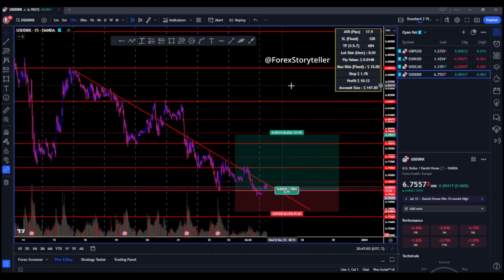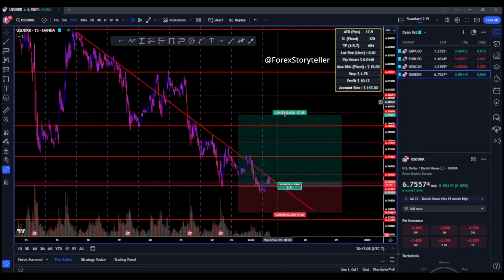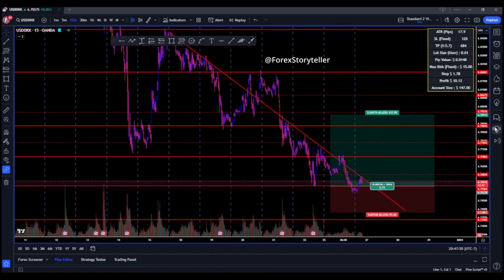I've just been kind of playing with the Danish krone here a little bit. I like the way it moves. And even though it looks like it's moving a lot of pips, this 417 pips is more like the euro moving about 40 pips. So it's a lot of pips, but it's not as exciting as it really looks.